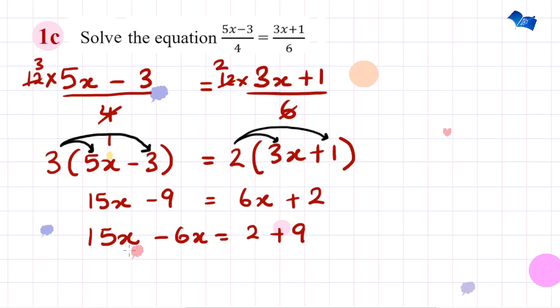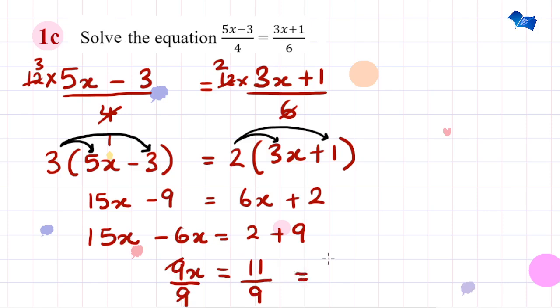And so we have 15x minus 6x. That will give us 9x. 2 plus 9 is 11. To get x, I have to get rid of 9 by dividing by 9. What I do on one side, I have to do on the other side. So now x is equal to 11 over 9.